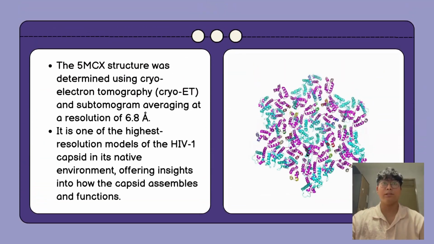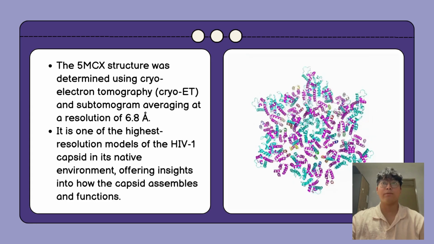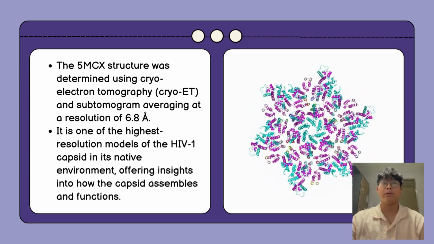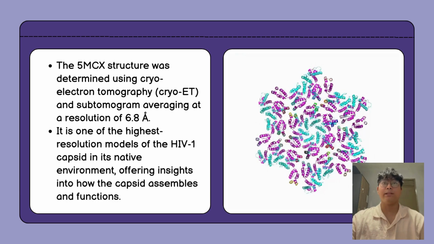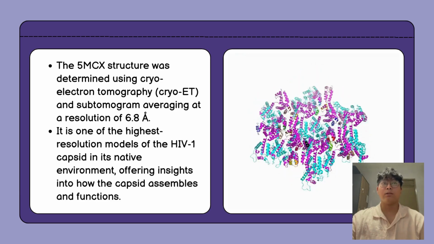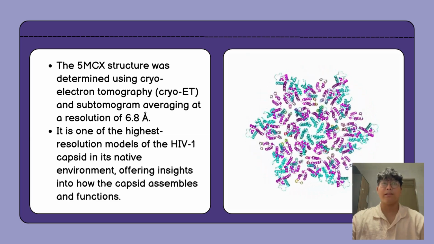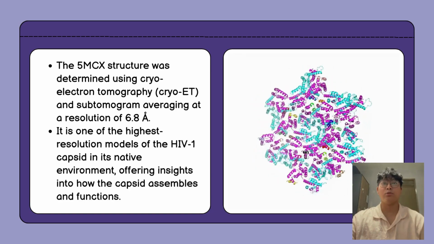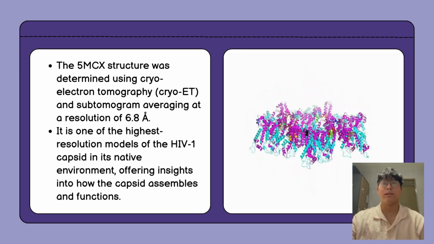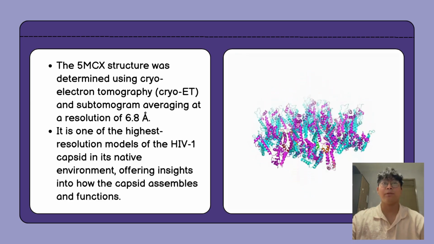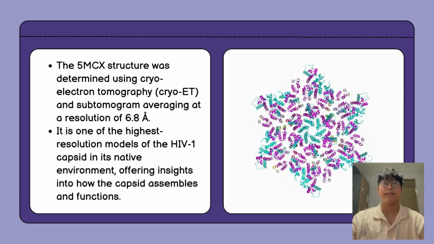The 5MCH structure was determined using cryo-electron tomography, or cryo-ET, combined with subtomogram averaging. This advanced imaging technique allowed the structure to be resolved at a resolution of 6.8 Angstrom. This makes it one of the highest resolution models of the HIV-1 capsid in its native environment, providing unprecedented insights.